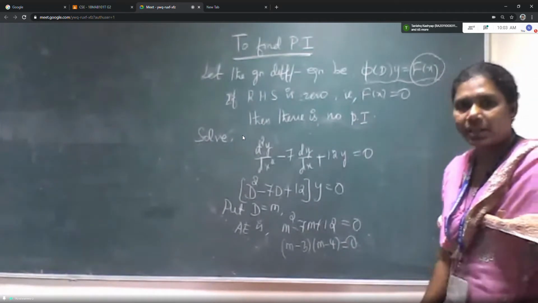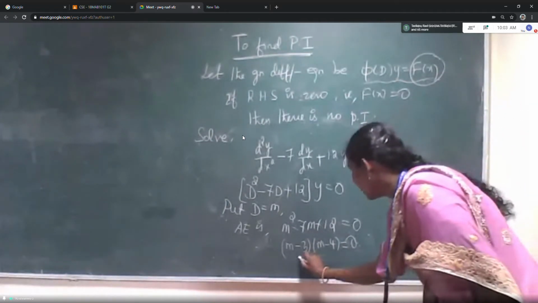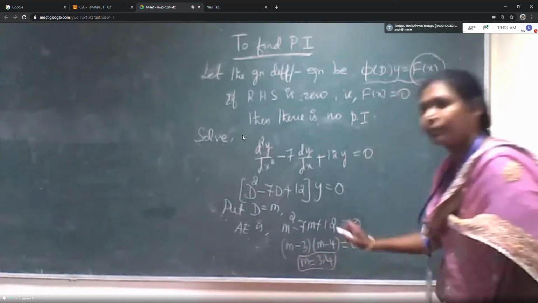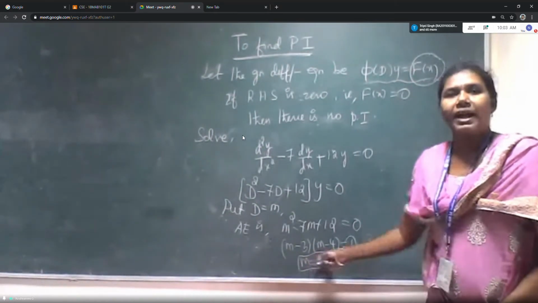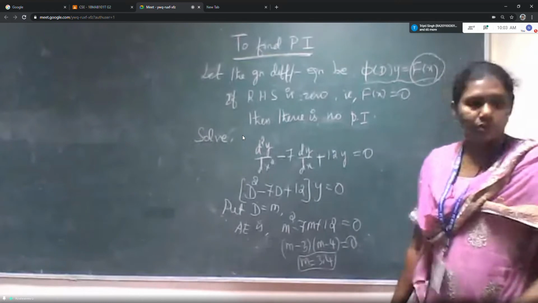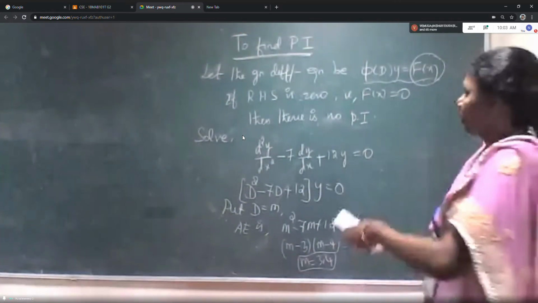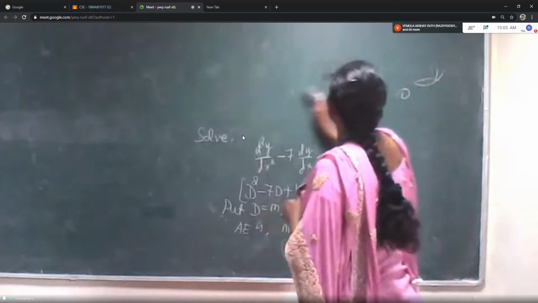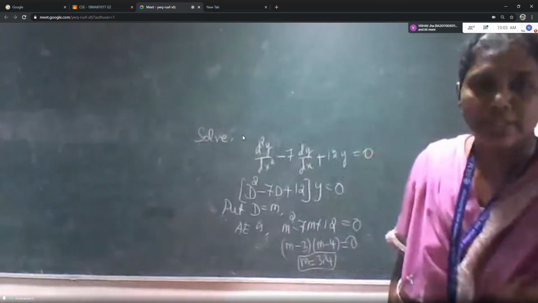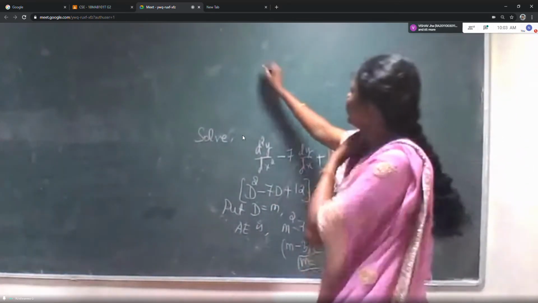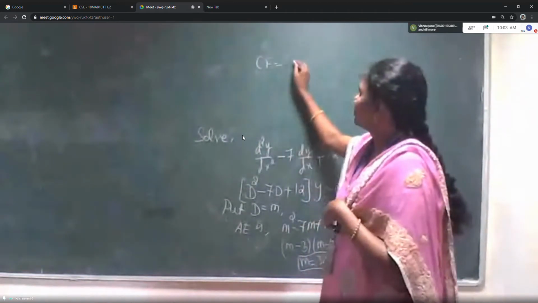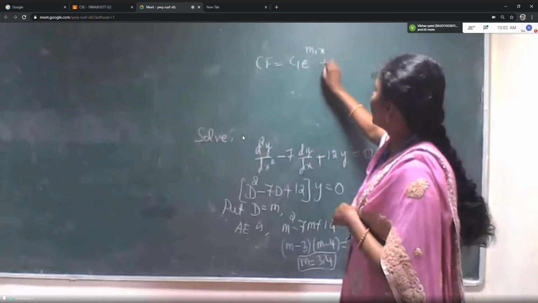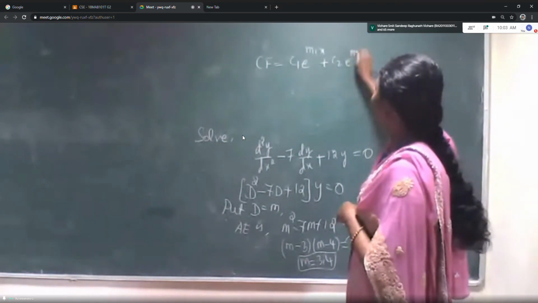M minus 3 into M minus 4, minus 4. And this M is equal to 3 and 4. Okay guys, unequal roots. Therefore, the CF will be C1 e to power M1x plus C2 e to power M2x.